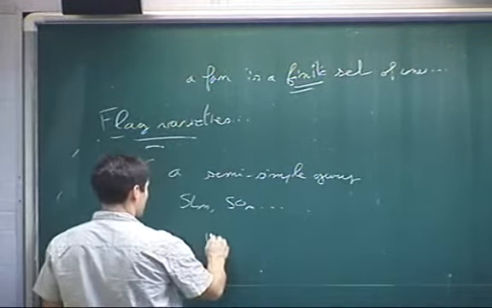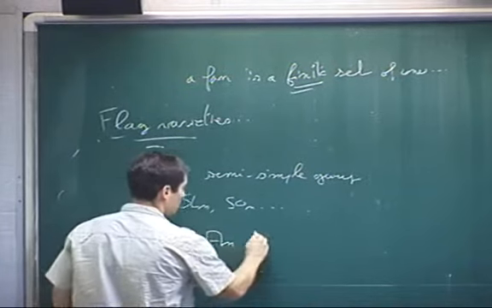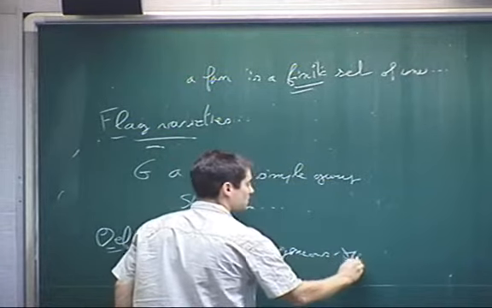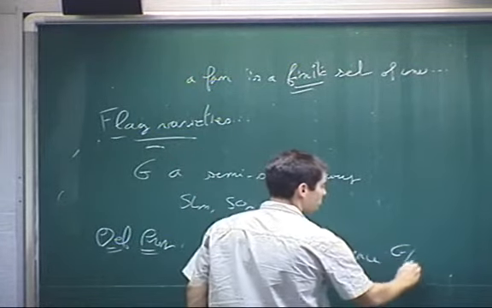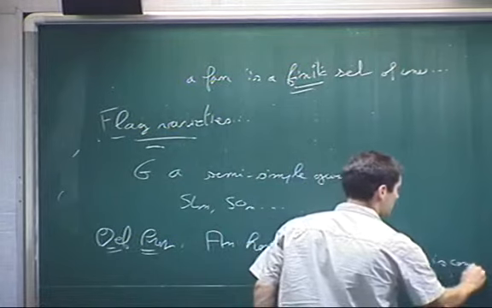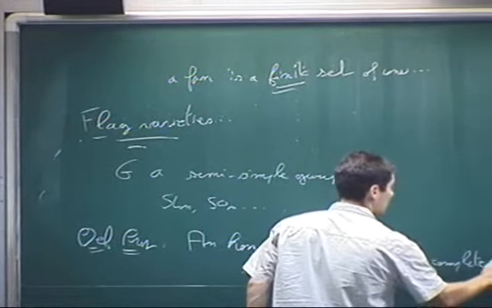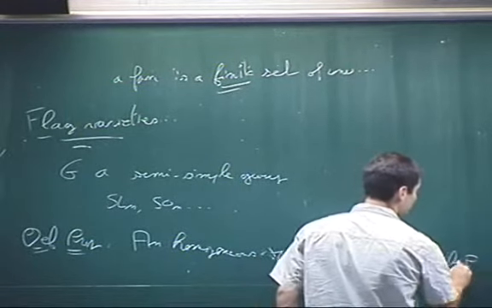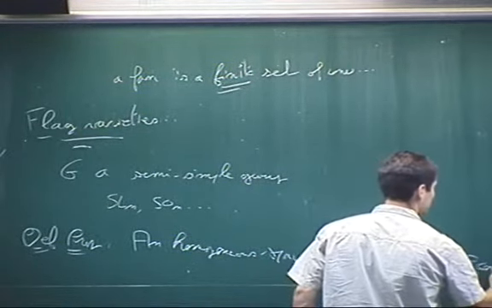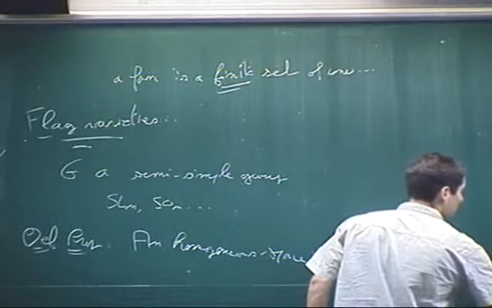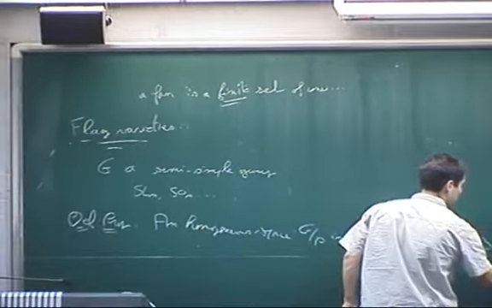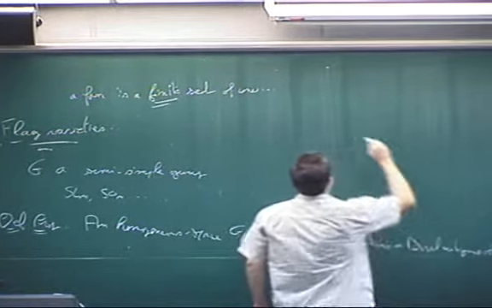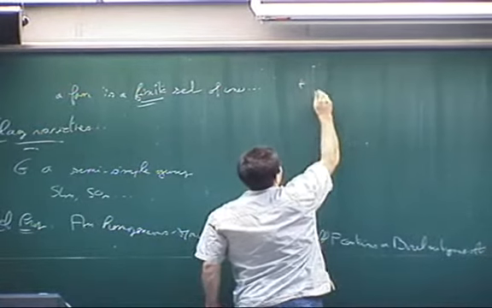So, a homogeneous space G mod P is complete if and only if P contains a Borel subgroup of G. So maybe I have to define a Borel subgroup of G.